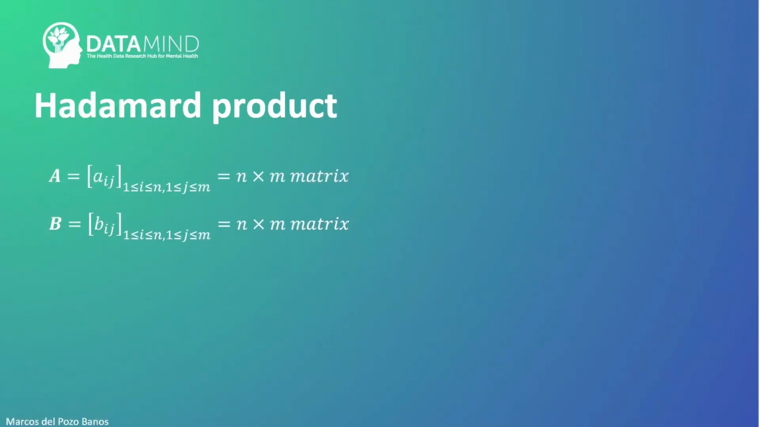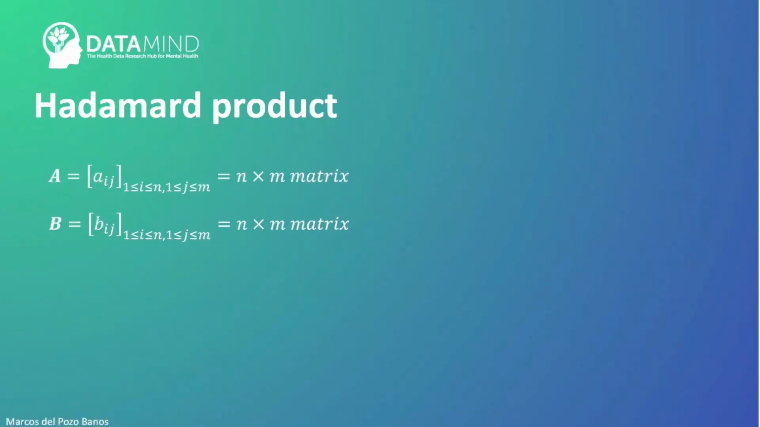Now, multiplying matrices is a bit more complex than multiplying vectors, or it can be a little bit more complex. There are two types of products for matrices. The first is the Hadamard product.